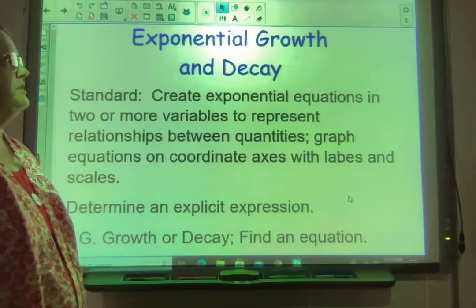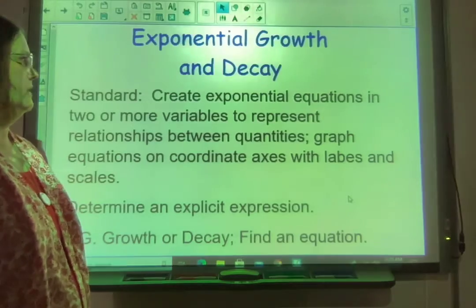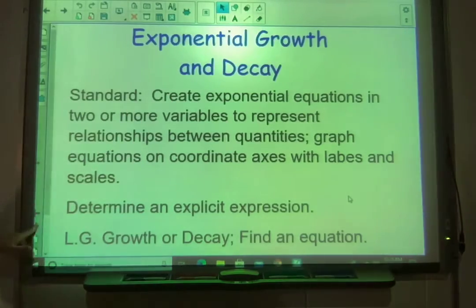Okay, this is exponential growth or decay. Am I looking at a growth model or a decay model? Here's the standard. I'm not going to waste much time on the video for that.